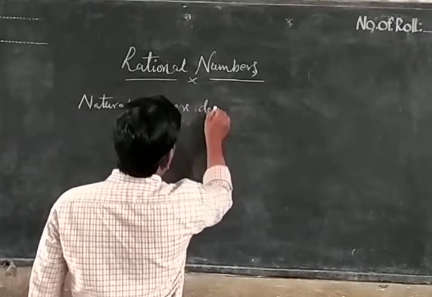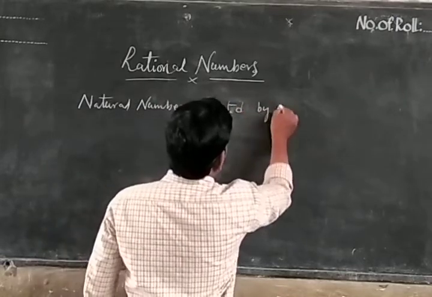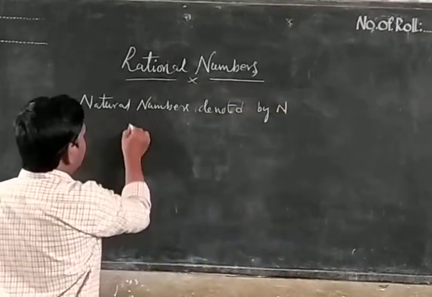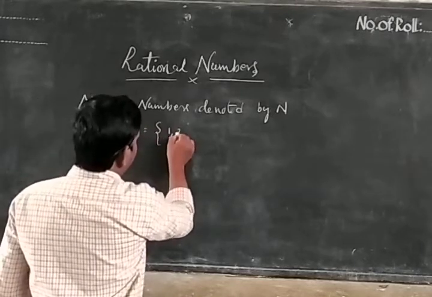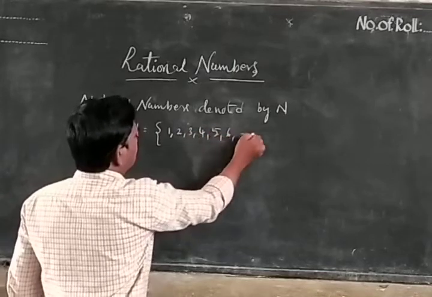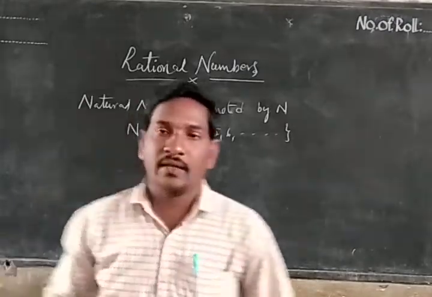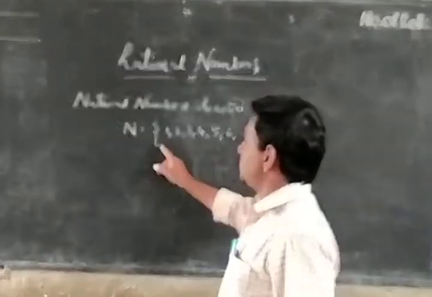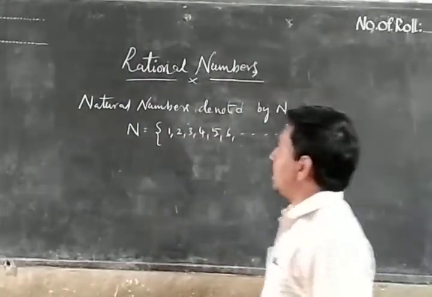Natural numbers are denoted by N. N equal to the set of 1, 2, 3, 4, 5, 6, 7, and so on. So the natural numbers are denoted by N. N equal to the set of 1, 2, 3, 4, 5, 6, and so on.